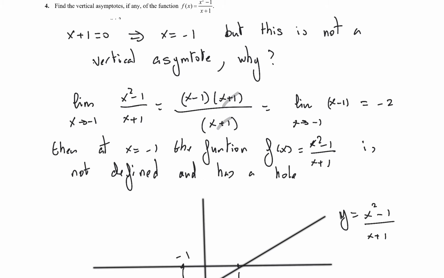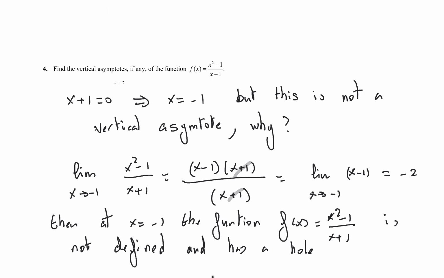Okay, let's go to the next problem. The next problem says find the vertical asymptote, if any, of the function f of x equals x squared minus 1 divided by x plus 1. This is what I was saying: you have to be careful that not necessarily when the denominator is 0 an asymptote appears. It may not appear. So when x plus 1 equals 0, x equals minus 1, but this is not a vertical asymptote.